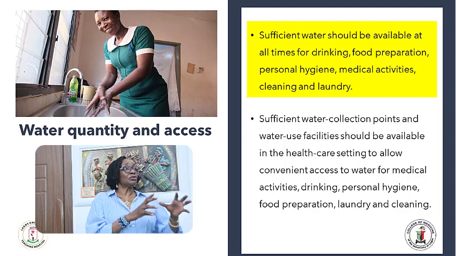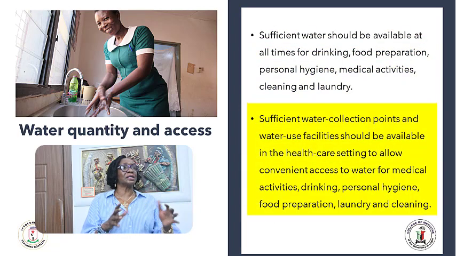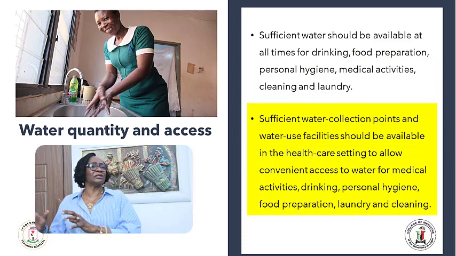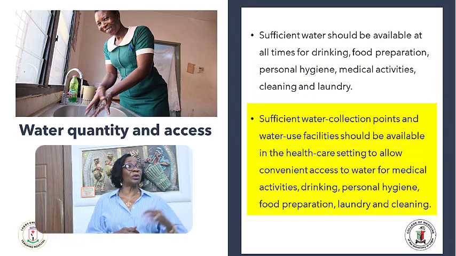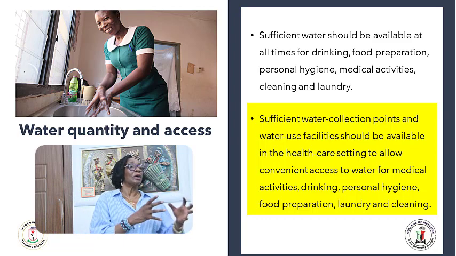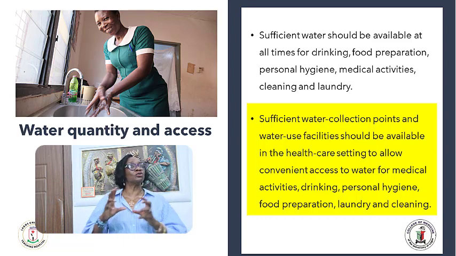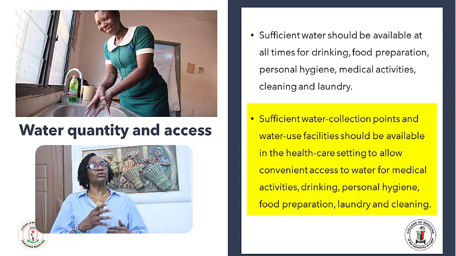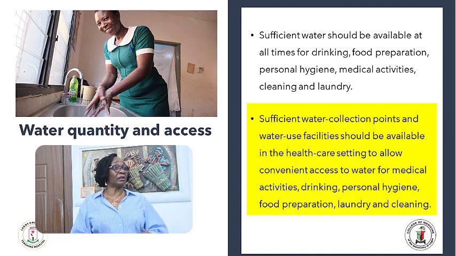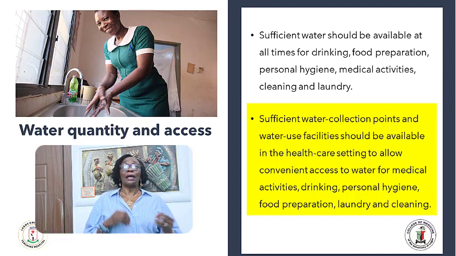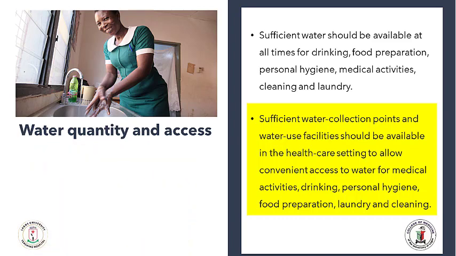And in addition to that, in having that water, it means you must have water collection points that are easy to reach, so that healthcare workers are not going long distances to get their water. Otherwise, there will be issues of managing, which can lead to contamination. So the water use facilities should be available within the healthcare environment. And all these are for what we normally use water for: laundry and personal hygiene and food preparation.